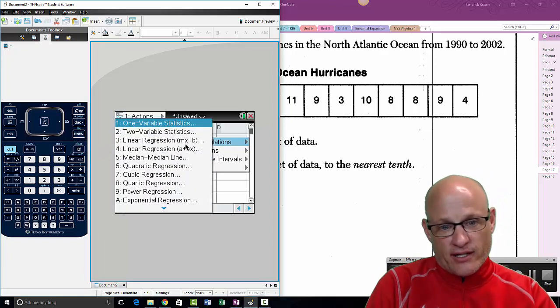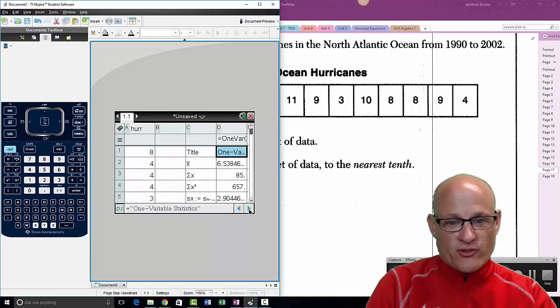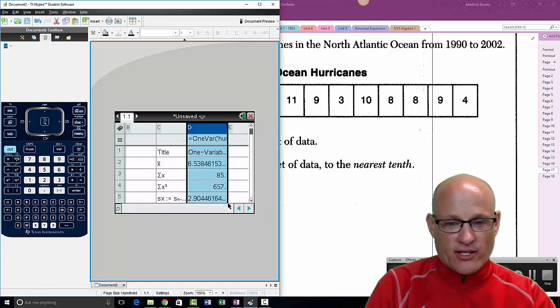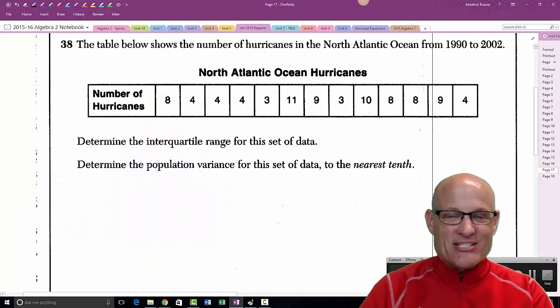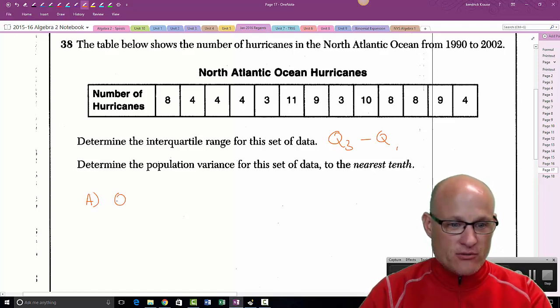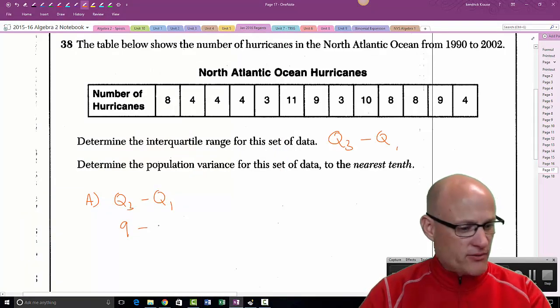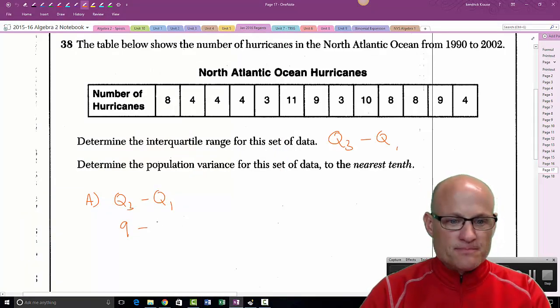menu, statistics, stat calculations, one variable statistics. Yes, we're doing it on the hurricanes, and click OK. The question says, state the interquartile range. Remember, that's Q3 minus Q1. You have to show some work. So part A, Q3 minus Q1, and that's easy. Just come down here. 9 minus 4. So the interquartile range is 5.